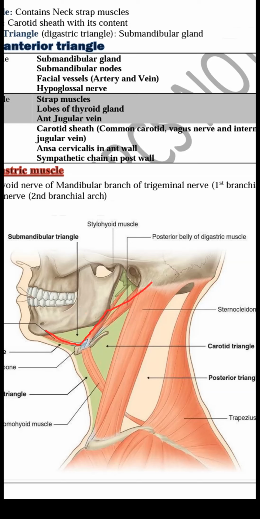The first one is from the digastric notch of the mandible to be inserted into the hyoid bone. This is the anterior belly. The posterior belly arises from the mastoid to be inserted into the hyoid bone. So this is the digastric muscle, anterior belly and posterior belly. This is the first one.